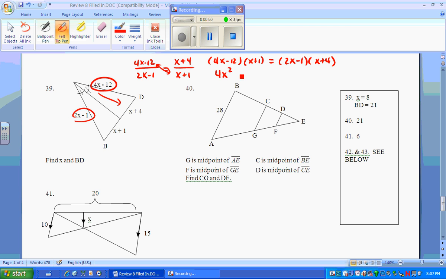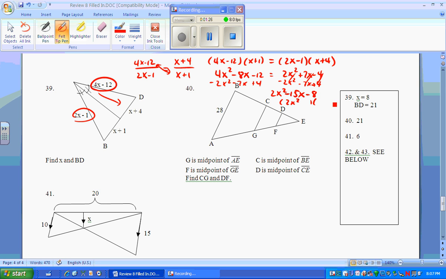Cross multiply, you get 4x squared. You're going to get minus 8x with the middle terms and minus 12. And over here you're going to get 2x squared plus 7x minus 4. Simplify, move everything over to the other side, add the 4 over, so this all cancels out, minus 2x squared minus 7x plus 4. So we're going to end up with 2x squared minus 15x minus 8. This is what we need to factor.